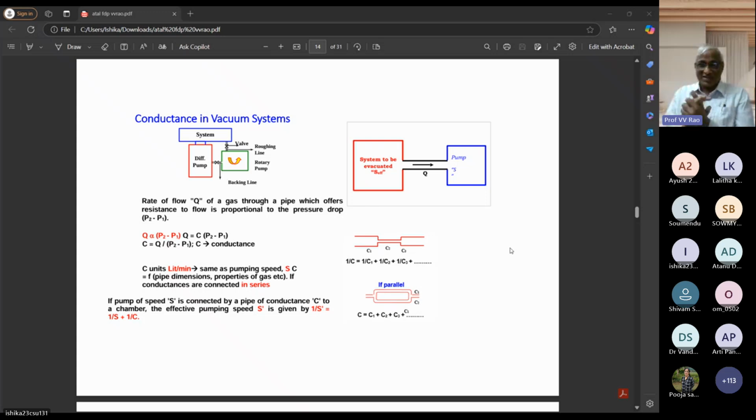Once you know the conductance, if it is very high, then the pumping capacity of the pump is totally available at the chamber. But if it is very narrow, if it is a long pipe, you will not get full pumping speed at the site where you have to get vacuum. After all, the pump is not sitting in the chamber. The pump is away from the chamber, and it has to take the help of the connecting pipe. A pump may cost crores of rupees, like turbomolecular pumps and cryo pumps. When you have very large systems, there are tens of such pumps.